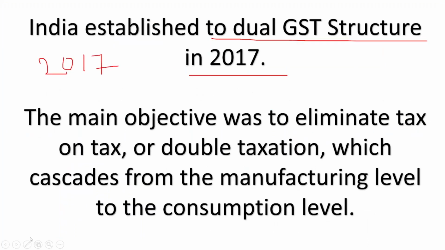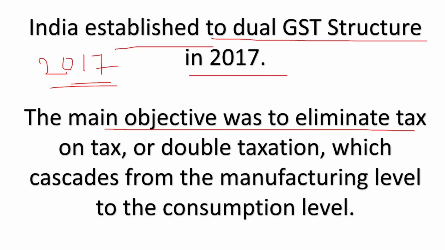Now, India established the dual GST structure in 2017. In the year 2017, India adopted this dual GST structure. The main objective was to eliminate tax on tax. Tax on tax means tax cascading. In the next slide, I'll explain with an example, and at that time you will understand what this tax on tax is.